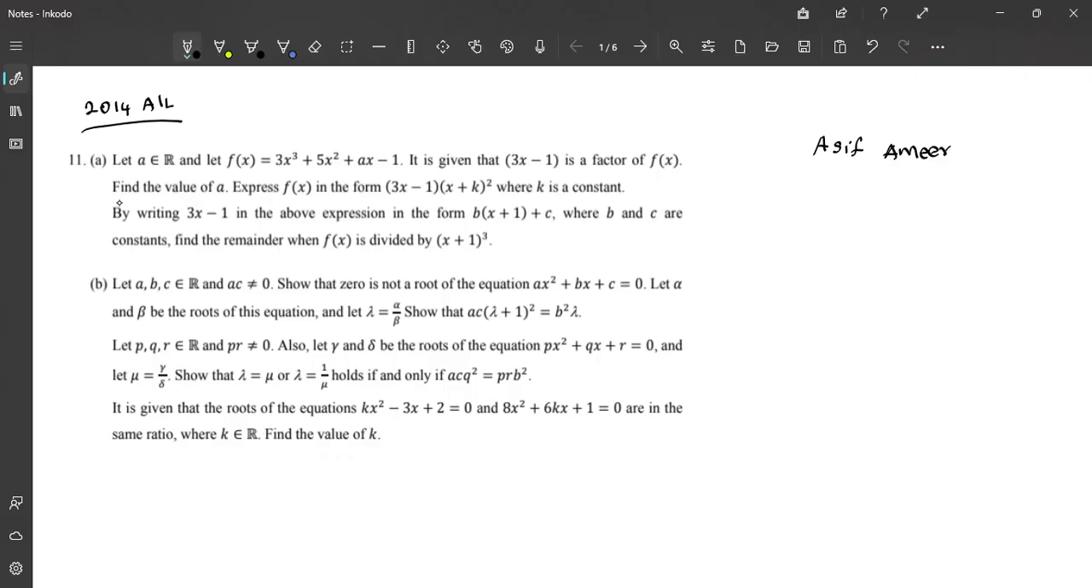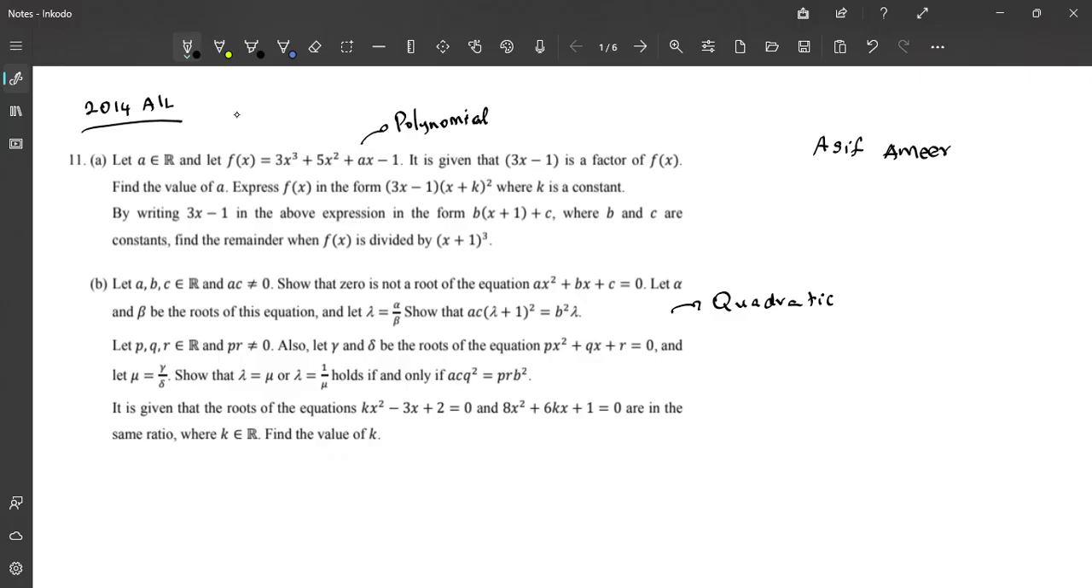So today's video we are going to discuss the 2014 advanced level question in combined maths, specifically the 11th question. Now the 11th question, the top part is from polynomials, remainder theorem and factor theorem, and the down part is from quadratics. This will be a somewhat long video, 20 minutes odd. And the complete answer will be given, how I derived the answer and everything. So stay tuned with the video until it ends.